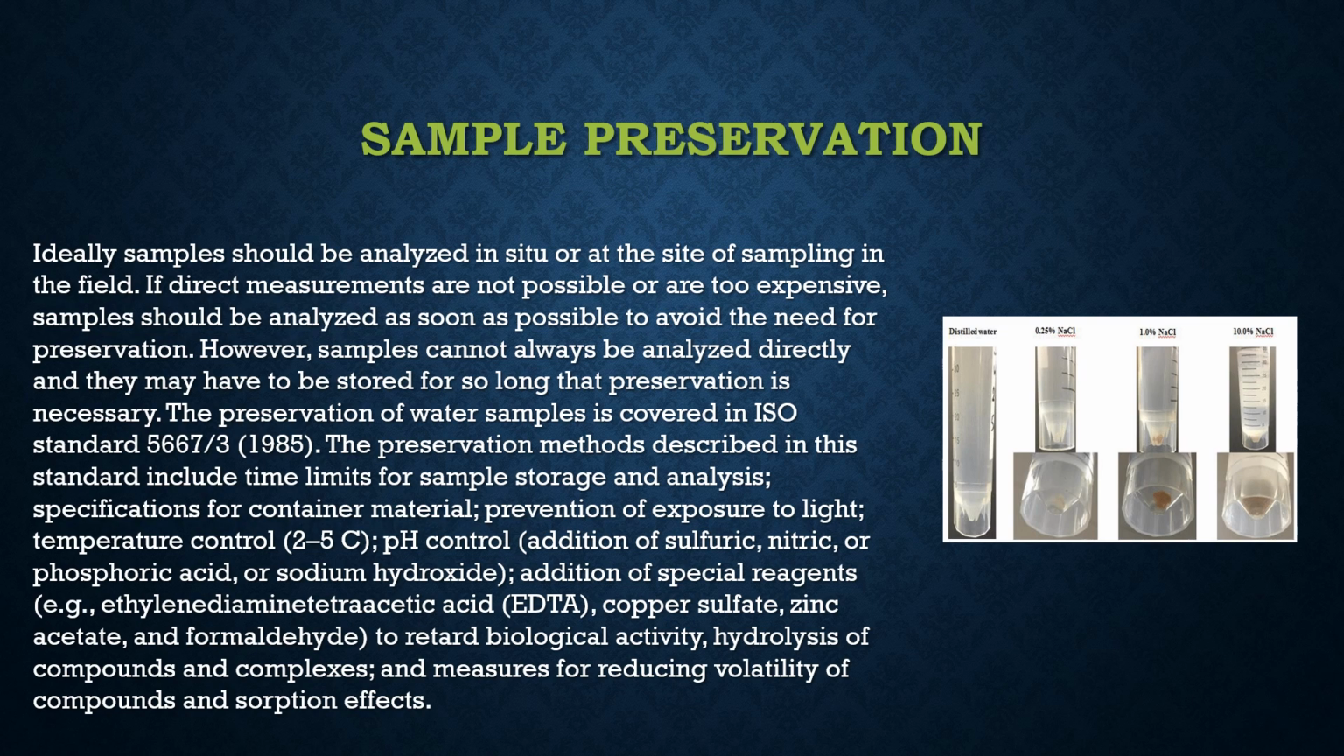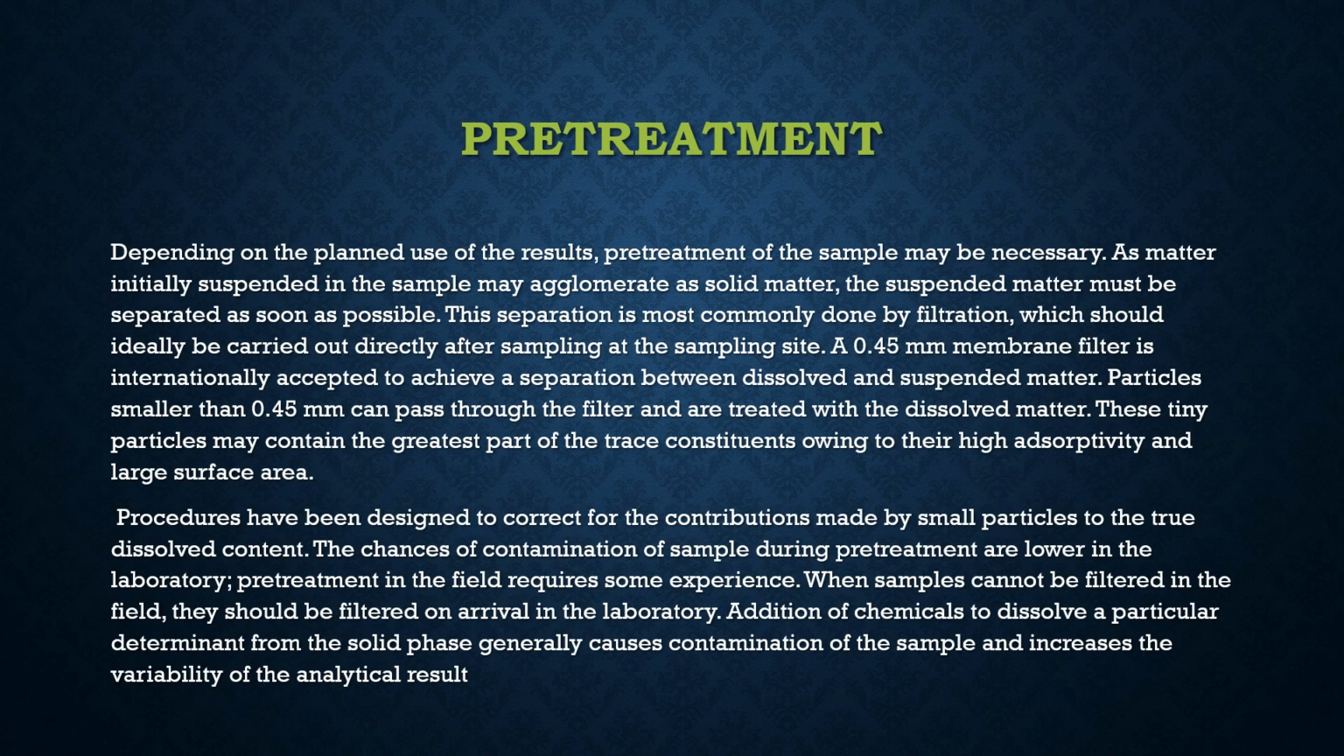The preservation of water samples is covered in an ISO Indian standard, which identifies the preservation methods described in this standard: specification of container material, protection from exposure to light, temperature control at 2 to 5 degrees, pH control by addition of sulfuric, nitric, or phosphoric acid or sodium hydroxide, and hydrolysis of components and complexes, and measures against reducing quality of components and sorption effects.